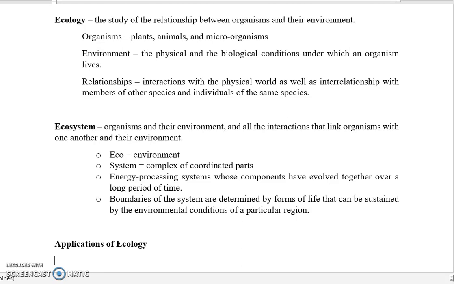Okay? And then we also have boundaries of the system are determined by forms of life that can be sustained by the environmental conditions of a particular region. So if ato nabantayan, may dagya po kita boundaries of system. Di ba may kita boundary from a forest, transition to agricultural areas, transition to river systems, and then through the ocean ecosystem or the aquatic ecosystem or the marine ecosystem, di ba?